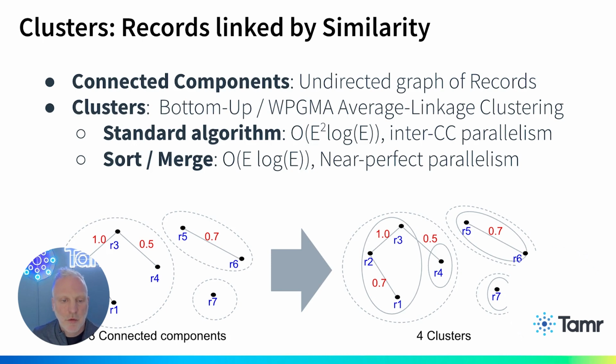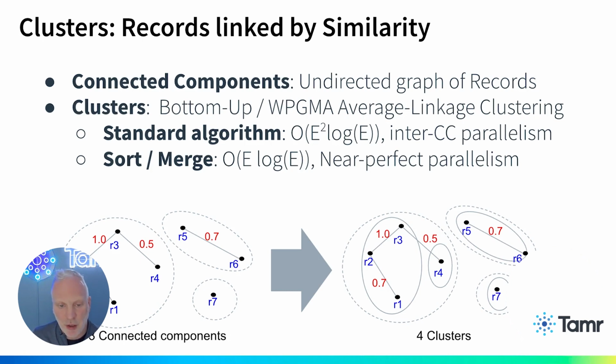And then we can use a relatively standard algorithm to assemble the individual records across those edges into clusters, where each cluster observes some metric. And that metric we're using is average linkage. We want average linkage within the cluster to be above 0.5. There's a standard algorithm for doing this, WPGMA. Unfortunately, it is complexity big O of e squared log e in the number of edges within a connected component. Even worse, it only parallelizes by connected component. You can't parallelize within a connected component.